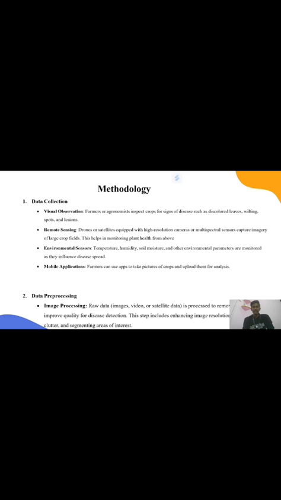And some farmers can use mobile applications. They can use apps to take pictures of the crops and upload them for further analysis. The second point is data pre-processing. In image processing, the raw data such as images, videos or satellite data is processed to remove noise and improve quality for disease detection. This step includes enhancing image resolution, reducing clutter and segmenting areas of interest.